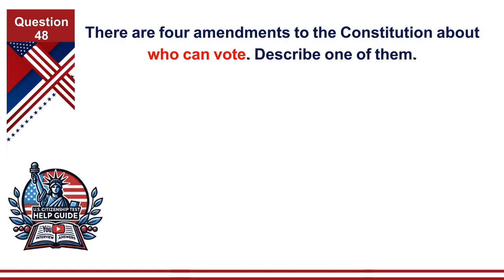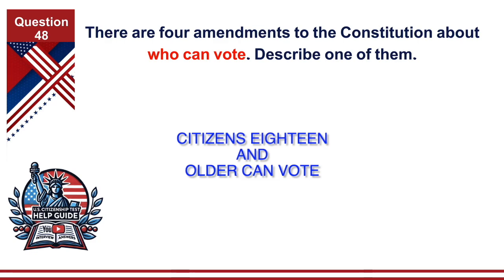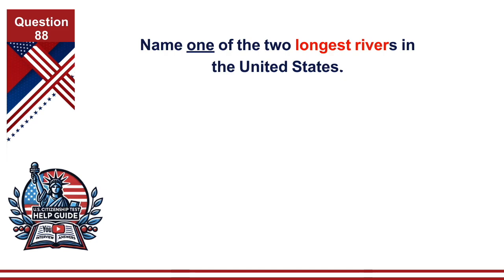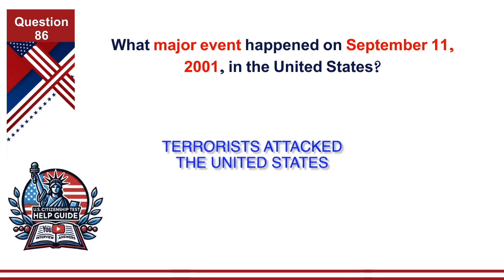There are 4 amendments to the Constitution about who can vote. Describe one of them. Citizens 18 and older can vote. Name one of the 2 longest rivers in the United States. Missouri River. What major event happened on September 11, 2001 in the United States? Terrorists attacked the United States.